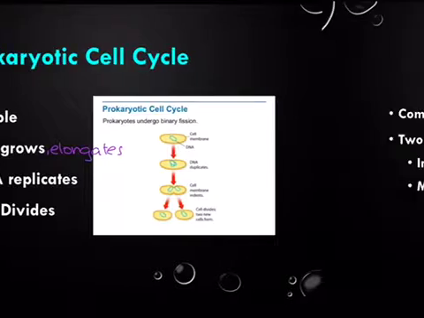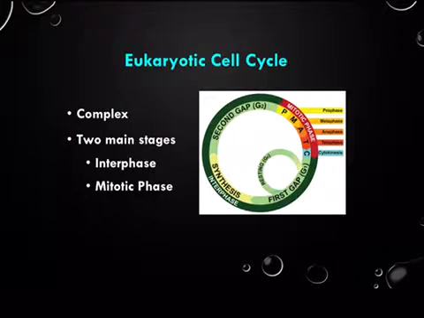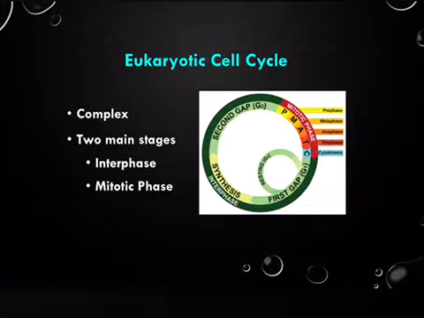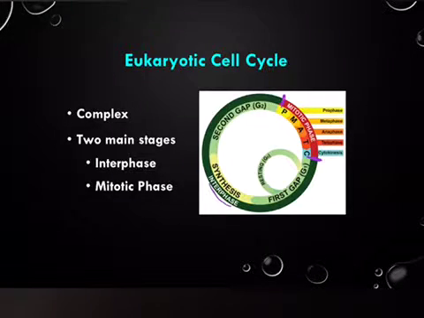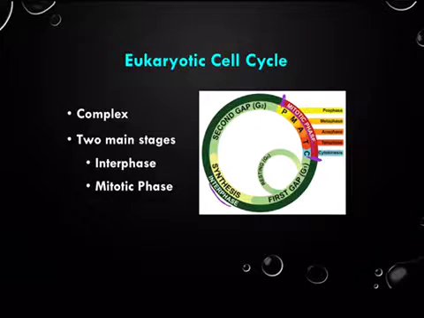But when we look at the eukaryote cell cycle, it's much more complex. And there are two main stages. And so if you look at this outer ring, you'll see we have a dark green stage, and we call that stage interphase. And then you'll notice on the outside, we have this mitotic phase, which is mitosis.